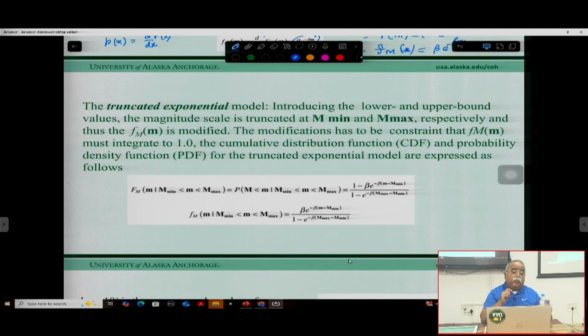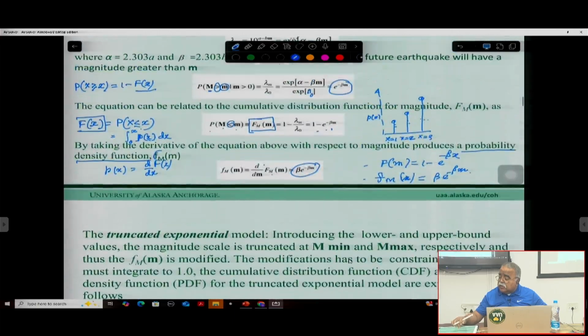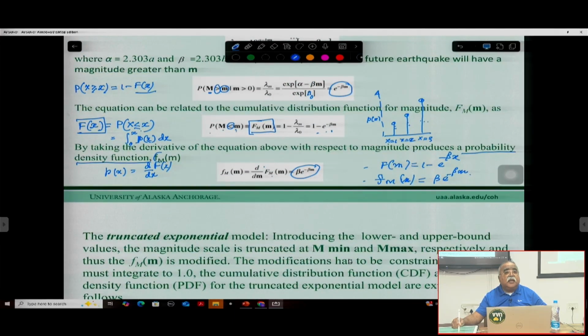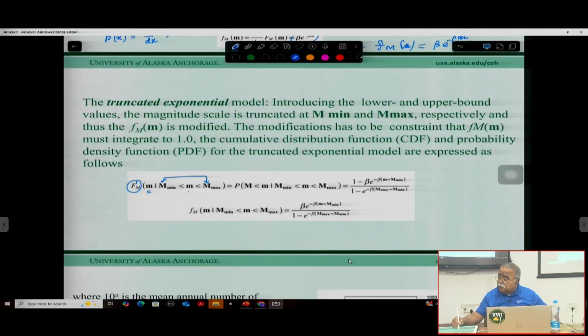So our objective is to calculate the cumulative probability Fm of magnitude m, but this magnitude should lie between m min and m max. So we are trying to calculate the cumulative probability with the condition that the magnitude will be between m min and m max, right? That is what we were trying to calculate. This is your cumulative probability. As I said, the cumulative probability means the probability of magnitude less than m.